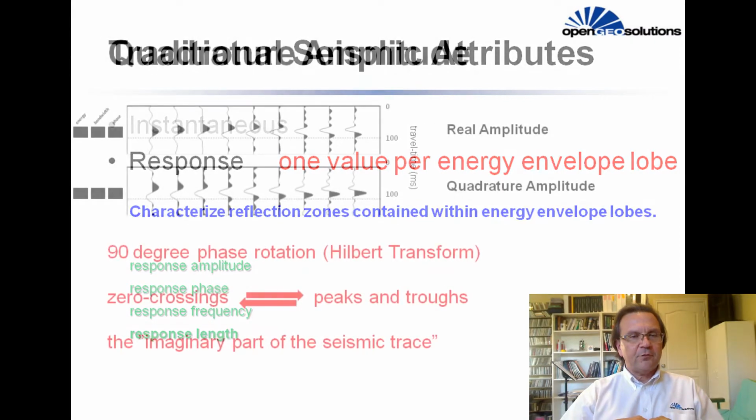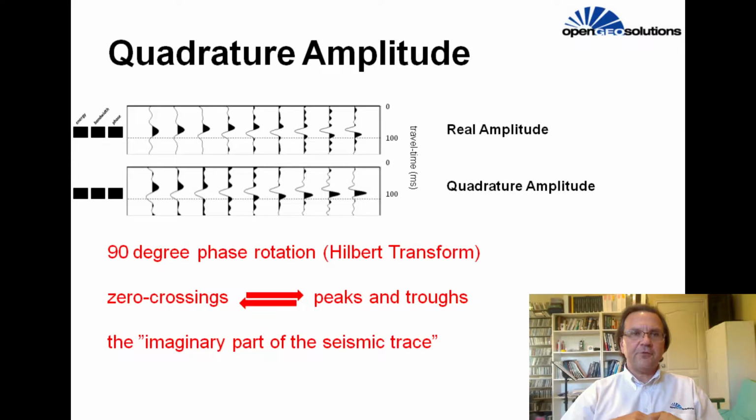Turning to instantaneous attributes, first up is the quadrature. This is the imaginary part of the complex seismic trace and can be computed from the real trace via the Hilbert transform. Both the real trace and its quadrature counterpart share the same amplitude spectrum. The quadrature trace, however, is phase rotated by 90 degrees.